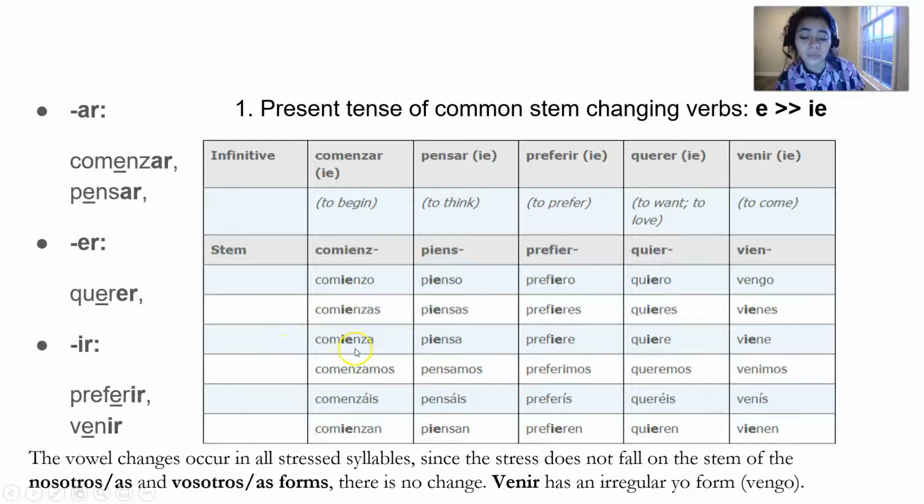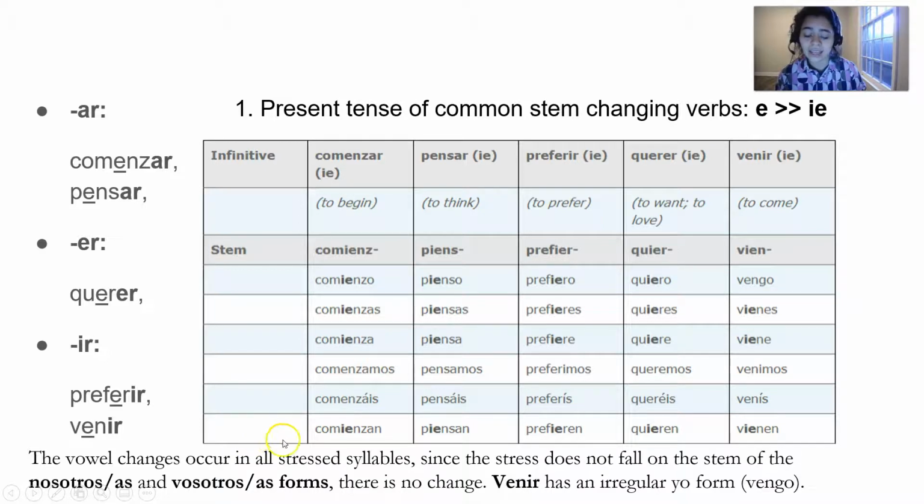Usted, él, ella comienza, syllable with more stress. Nosotros and vosotras form. Nosotros comenzamos. Here is the syllable with more stress. It doesn't fall in the E, it falls in this syllable, in the Z and the A. Vosotros and vosotras comenzáis. Sais, that's the syllable with more stress.